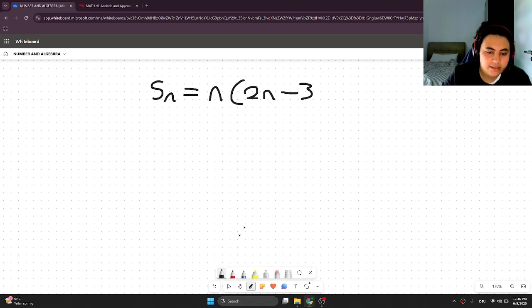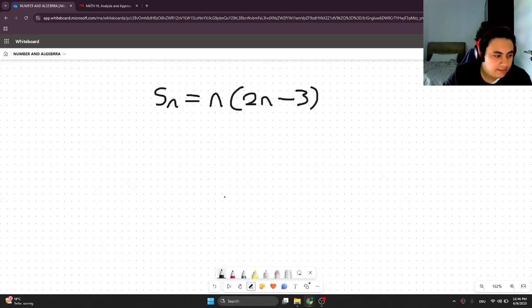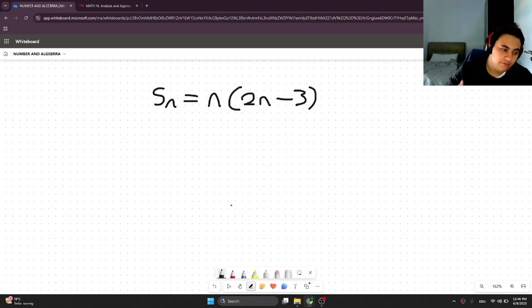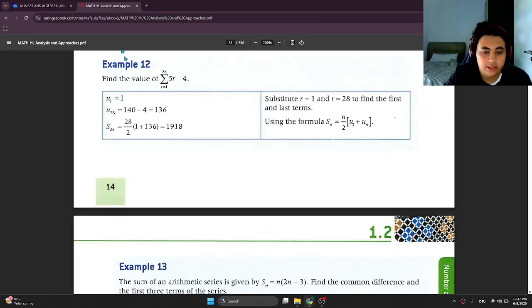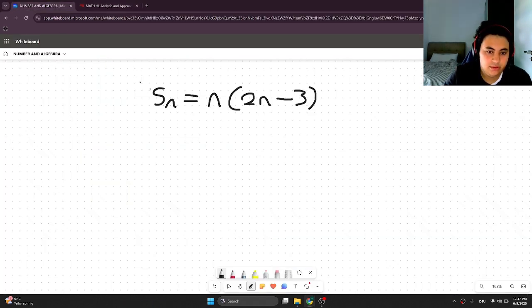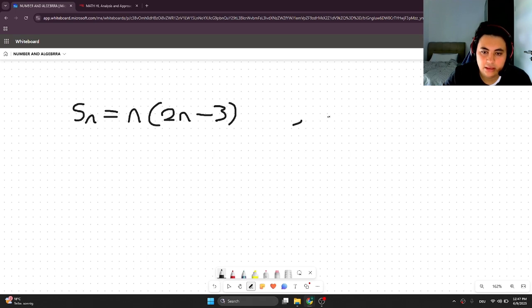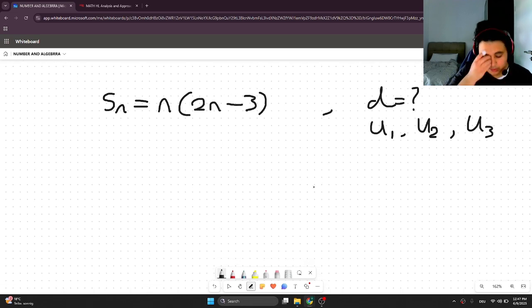But because we're still dealing with the sum of an arithmetic series, we still use the properties of arithmetic sequences. So this is the given formula for the sum of a specific arithmetic series. We're supposed to find the common difference of that series and the first three terms. So we need d, which we don't know, and we need u1, u2, and u3. So let's approach this logically as best we can.